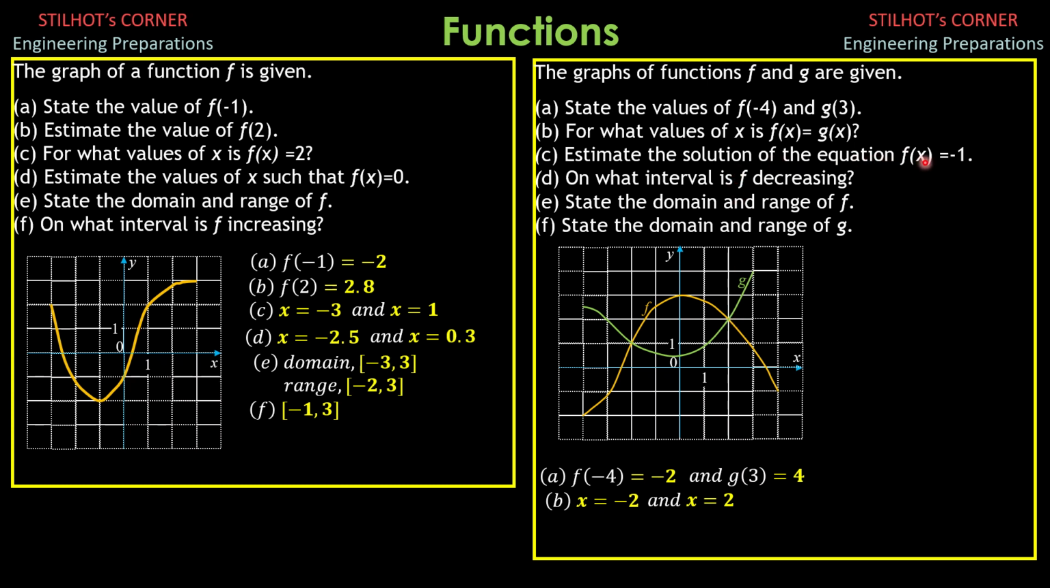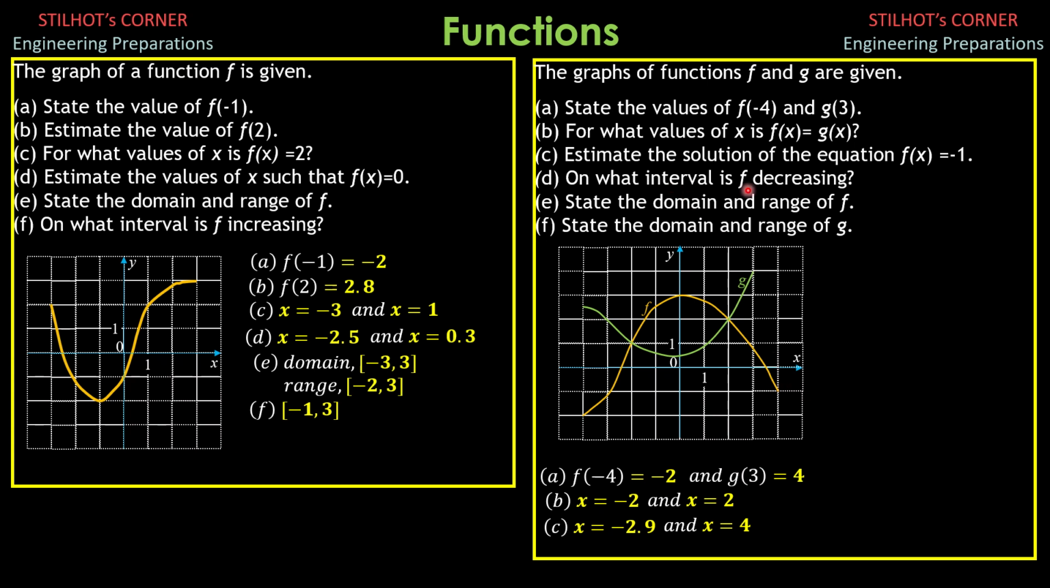Estimate the solution of the equation f of x is -1. When f of x is -1, we have the intersection of the graph of f with this y = -1. That's about -2.9 in my estimate, and the other value is, of course, 1, 2, 3, 4, x is 4. So x is -2.9 and x is +4.